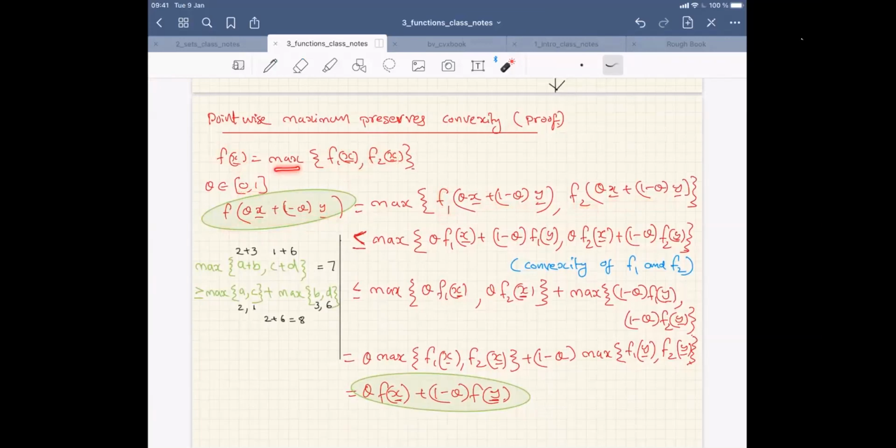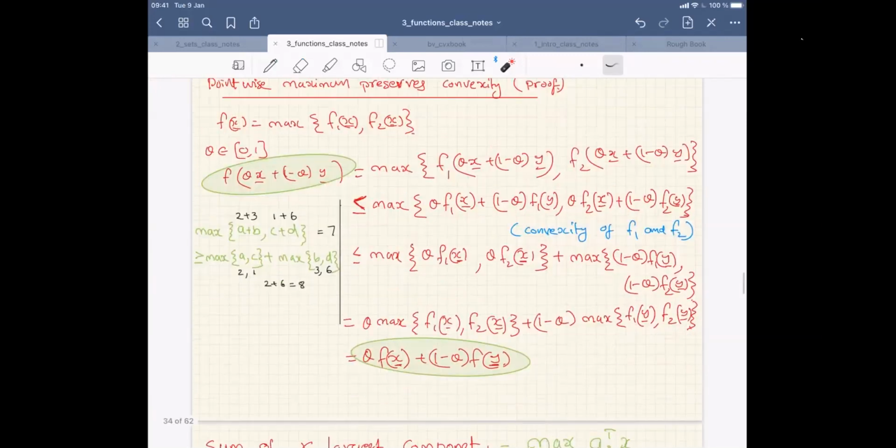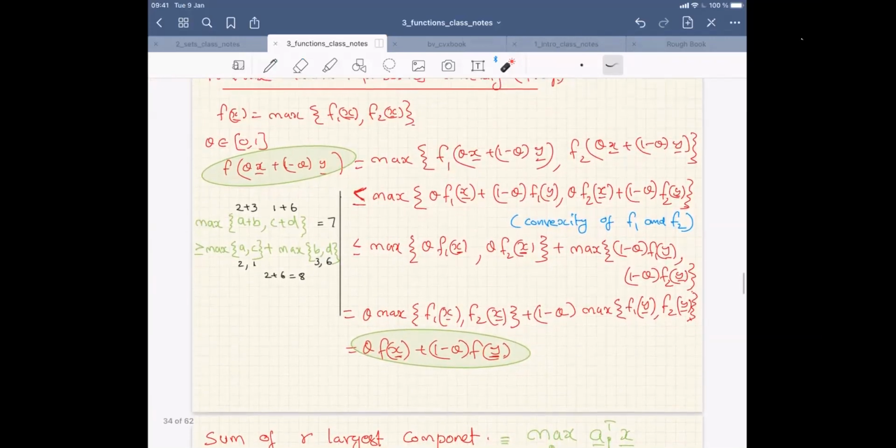You are taking the maximum of convex functions. So f1 and f2 are convex, and we just apply the inequality here. You are taking the maximum, but now you are increasing the argument, so of course that maximum will also increase. Then I can say this. So I now have this expression by applying the basic inequality.